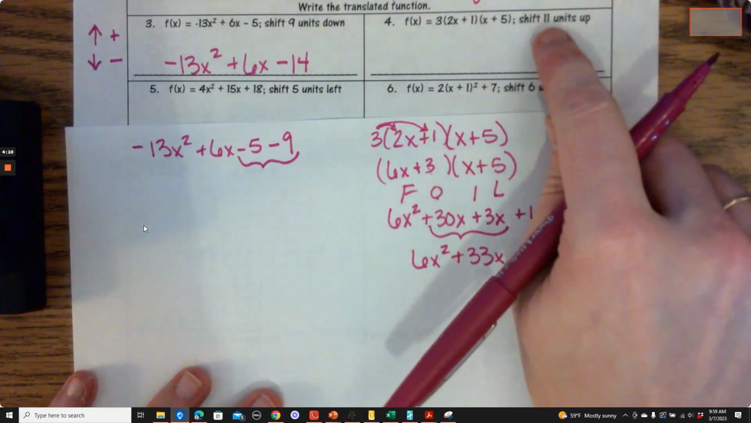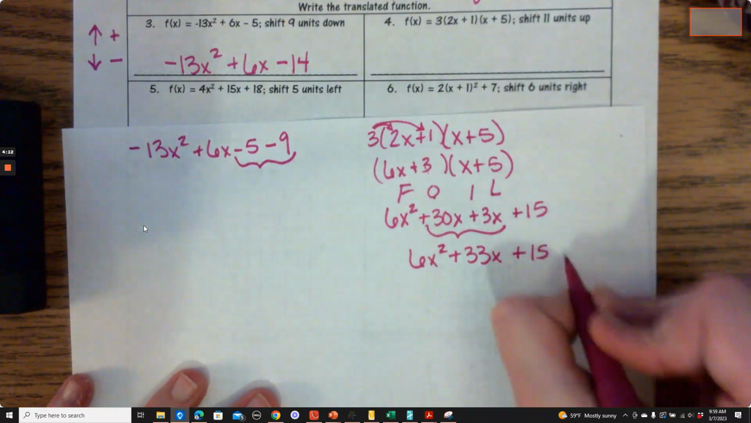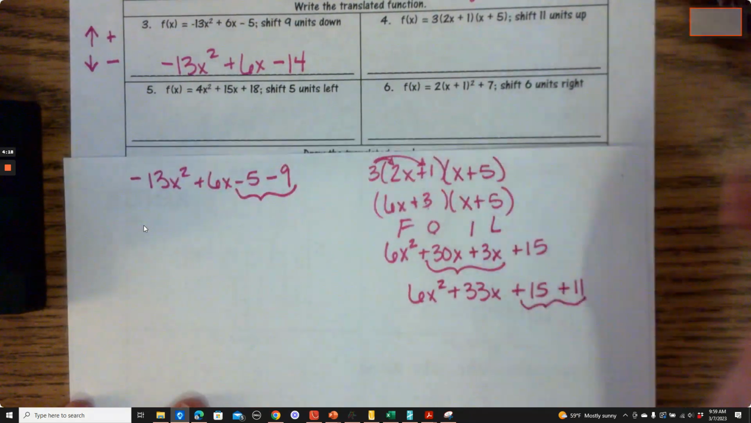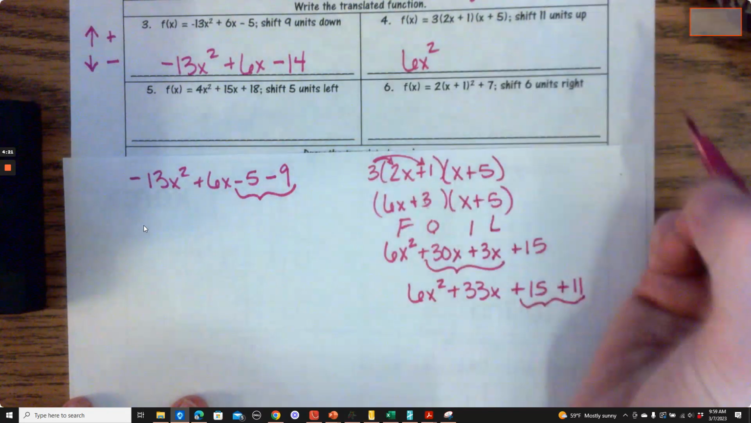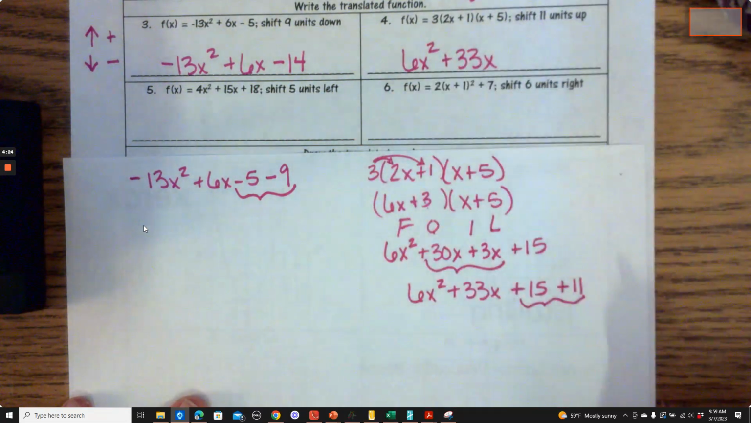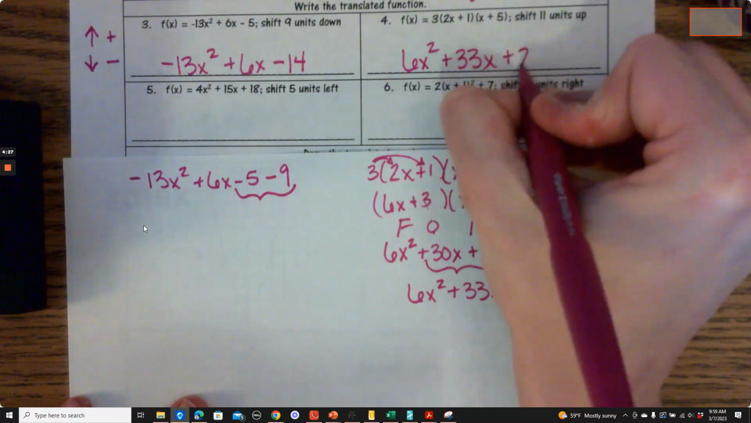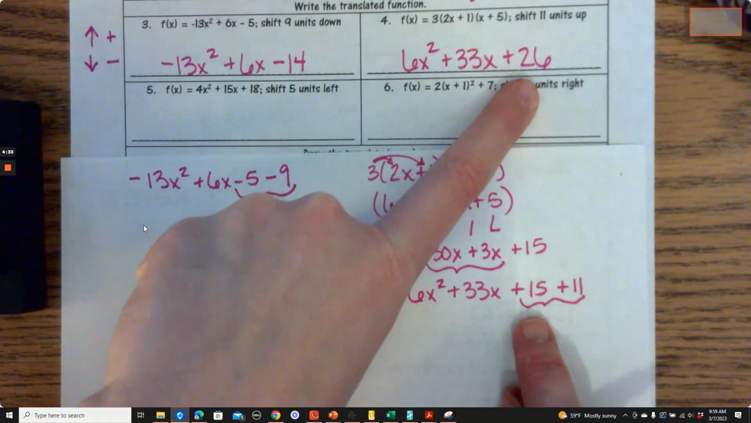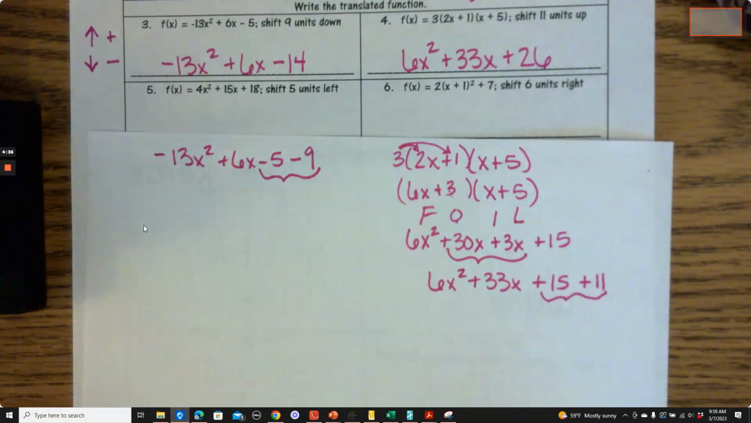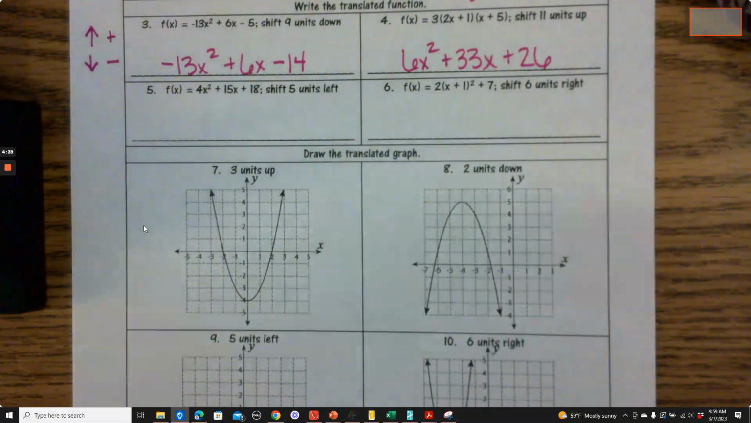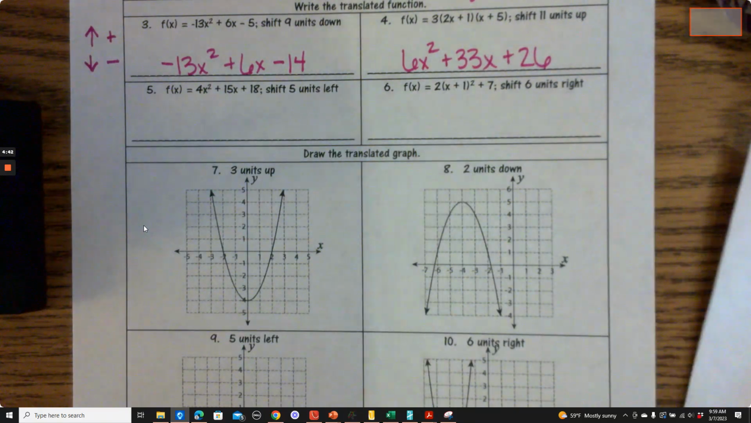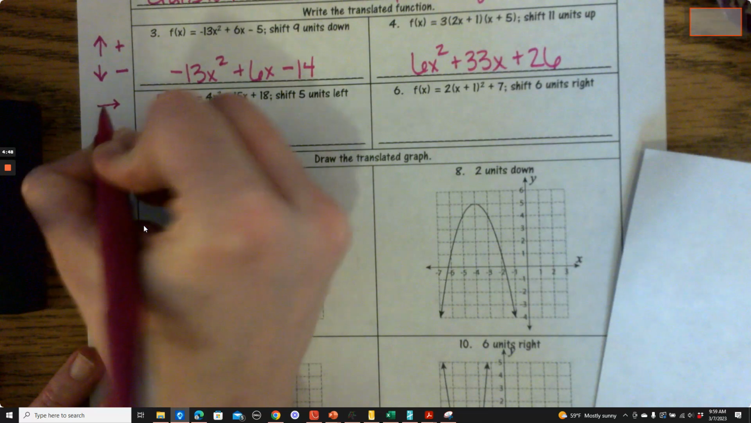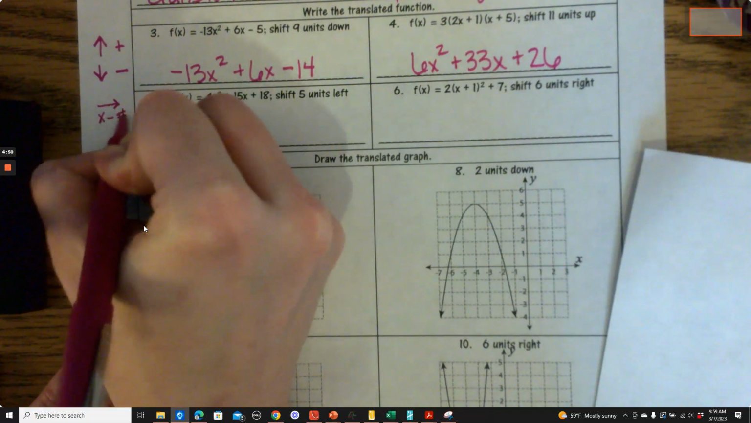All right, now I can do this. Shift 11 units up. All I'm going to do is add 11 to the end. And then combine those two last numbers. So I would have 6x squared plus 33x plus, 15 plus 11 is 26. So if everything else stays the same, all that's changing is the very end. It's moving it up and down. Okay? Left and right is where things start getting wonky. If I'm going to move something to the right, I'm going to subtract a number from x.